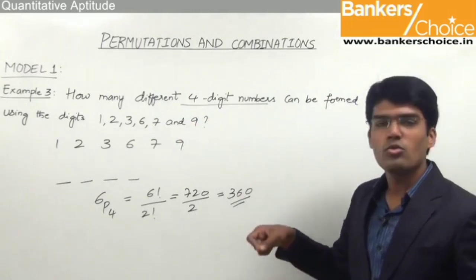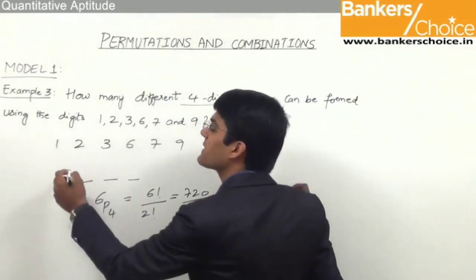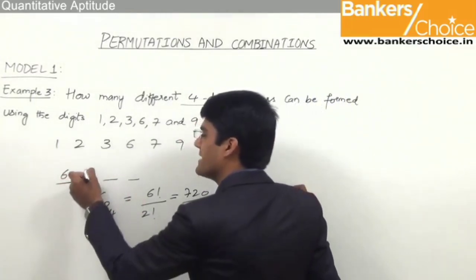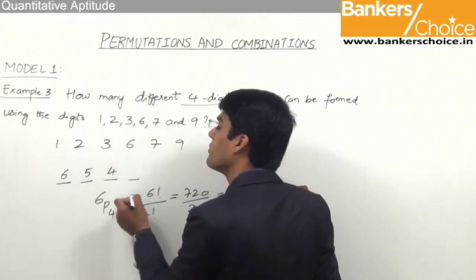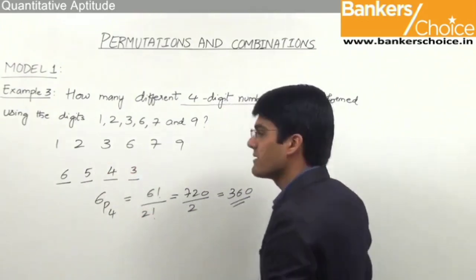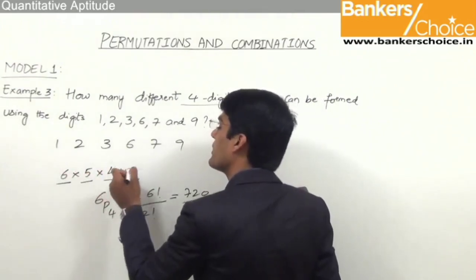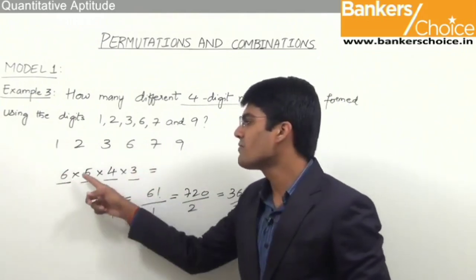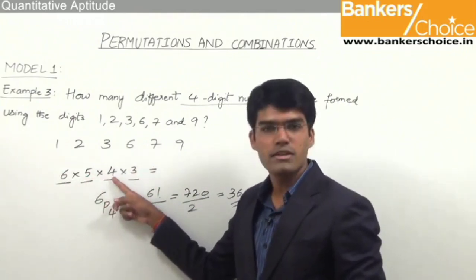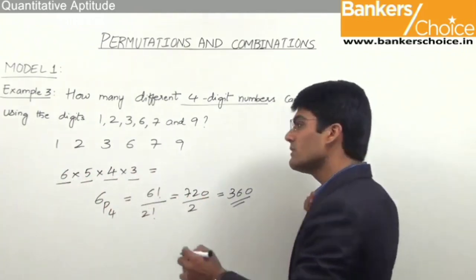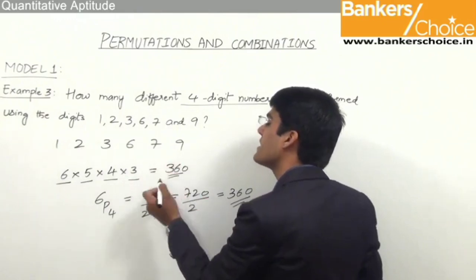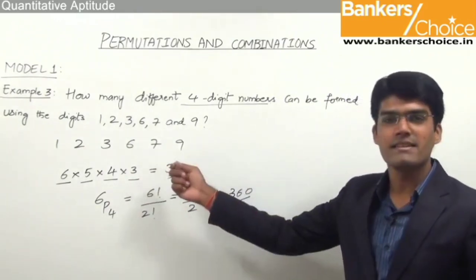And again, if we try to go by the principle of multiplication, we know that the first position can be occupied in 6 ways, the second one in 5 ways, the third one in 4 ways, and the last one in only 3 ways. So 6 into 5 into 4 into 3 should be the answer. 6 into 5 is 30, 30 into 4 is 120, 120 into 3 is 360. So 360 numbers can be formed using these 6 digits.